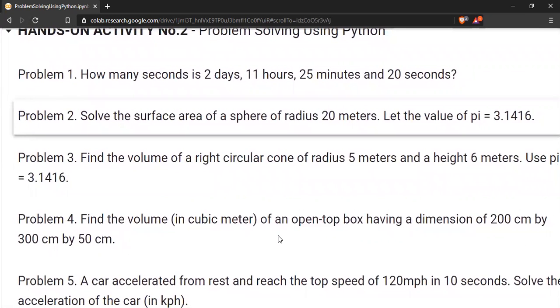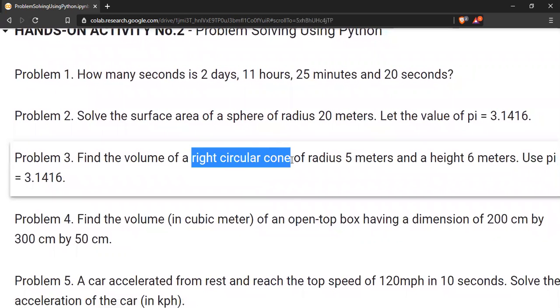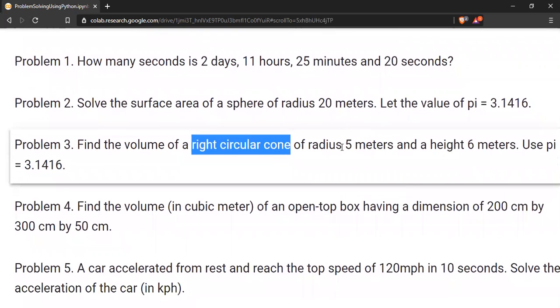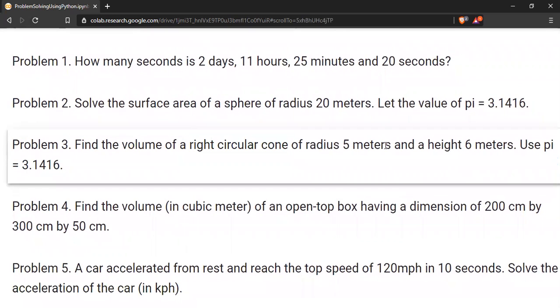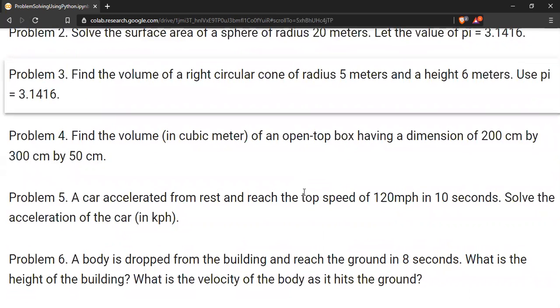Okay, in problem number 3, find the volume of the right circular cone. Can you still recall the volume of the right circular cone of radius 5 meters and a height of 6 meters? Same, use pi equals 3.1416.